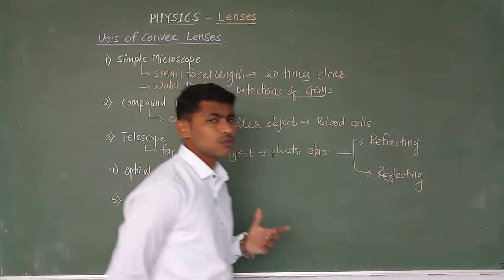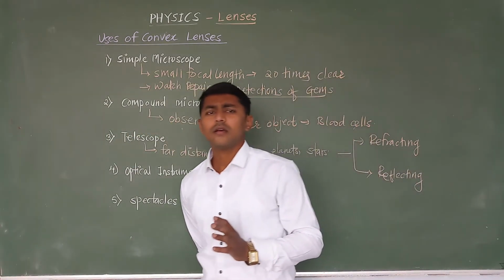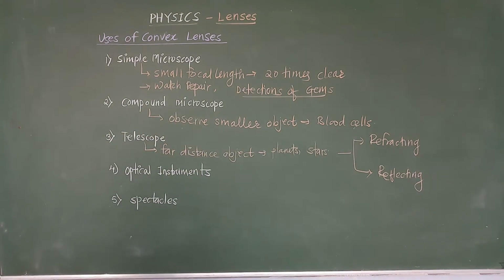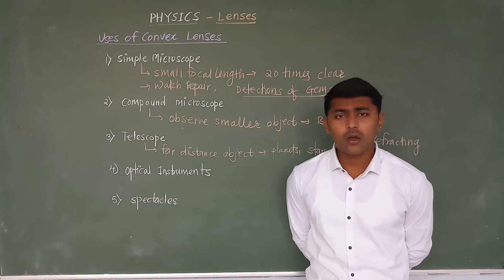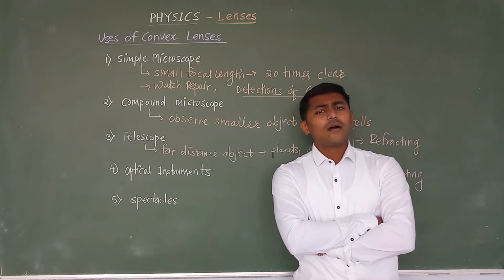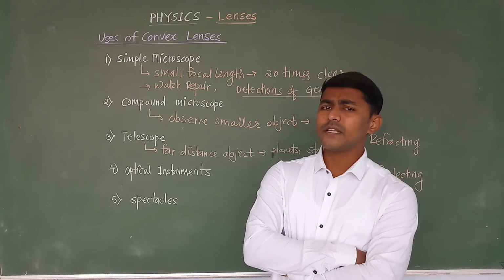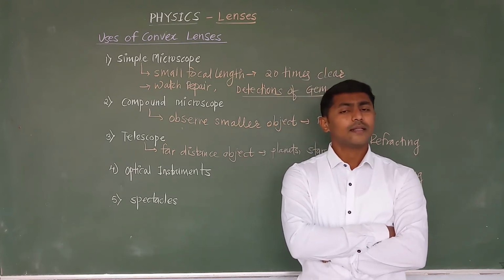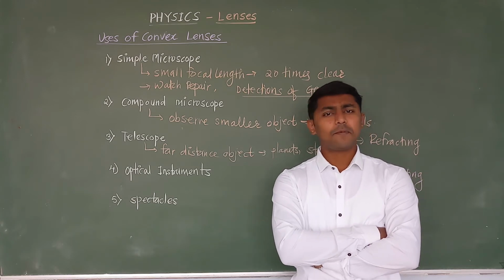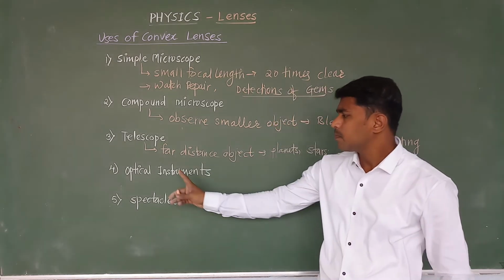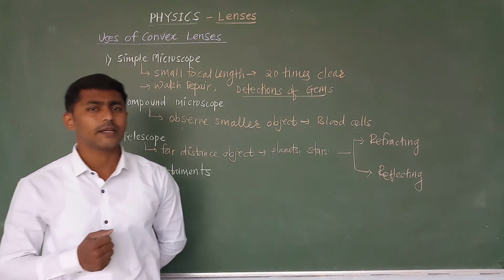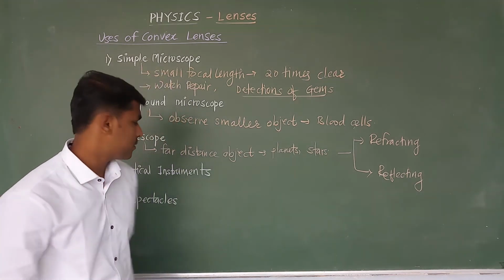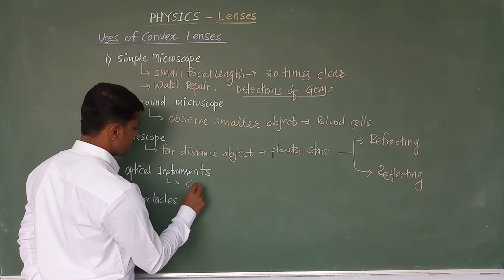Now what is the fourth use? The fourth use is optical instruments. As we have already studied, a camera was the best example for a concave lens eyepiece. Here we can say a camera is made up of a number of convex lenses. So the best example we can take is a camera.